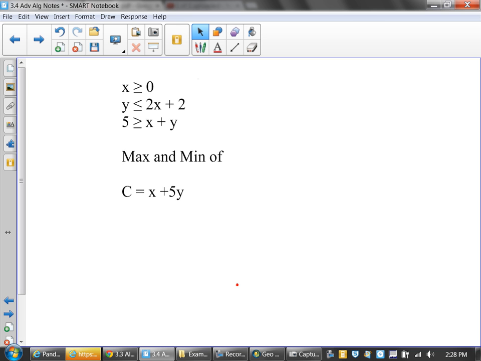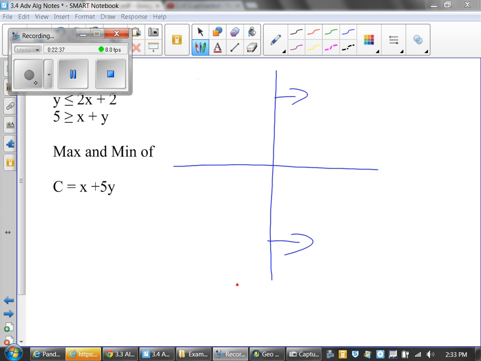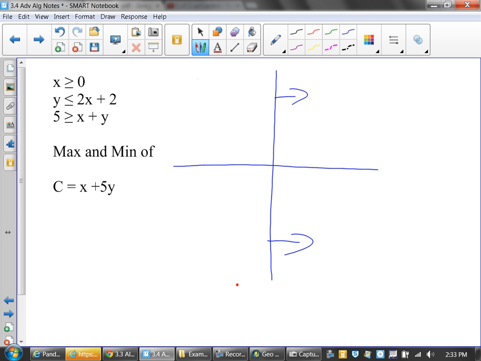Move this over so we can pause it real quick. Lots of same questions. I know x is greater than or equal to 0, so it's everything to the right. That's why I drew out those 2 lines. After that, I know that y is less than or equal to 2x plus 2. That means I have a y-intercept of 2, and I have an x-intercept of -1. So it's going this direction.